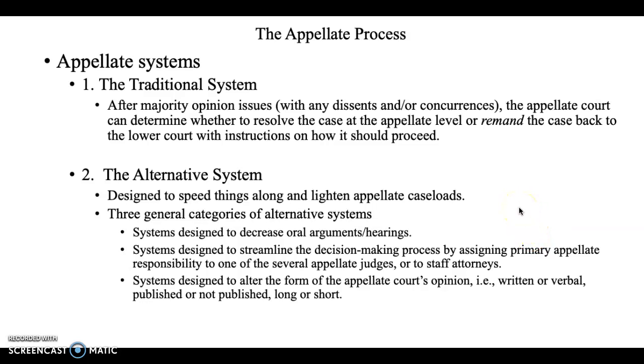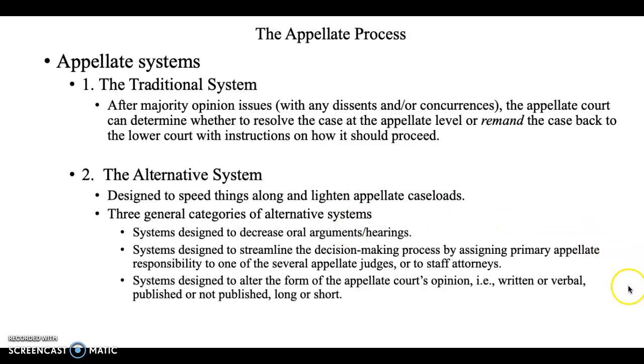After the appellate court issues a written opinion, they can decide whether to send the case back to the trial court or whether they want to resolve it at the appellate level. Oftentimes, if the appellate court makes a ruling on something, they'll remand the case back to the trial court with instructions on how the trial court should proceed.